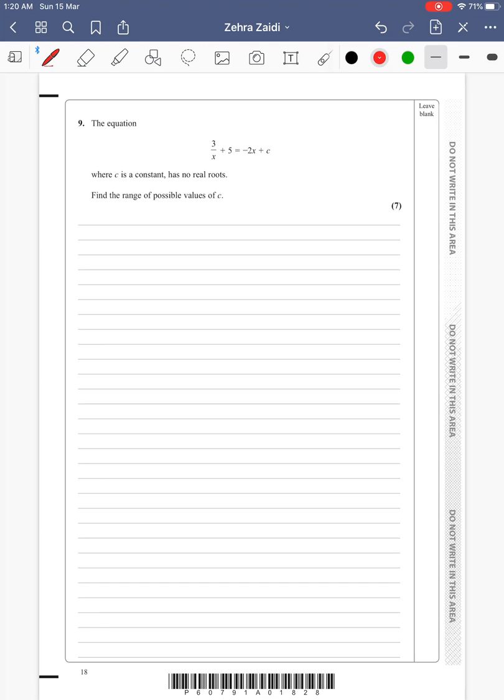the given equation in the form of ax squared plus bx plus c is equal to 0. Alright, so if we observe here, we have two terms on the right hand side, and if we bring them on the left hand side, we will have our equation equated to 0. So we have 3 divided by x plus 5 plus 2x minus c is equal to 0. Now let's take x as the common denominator. In other words, x is our LCM.